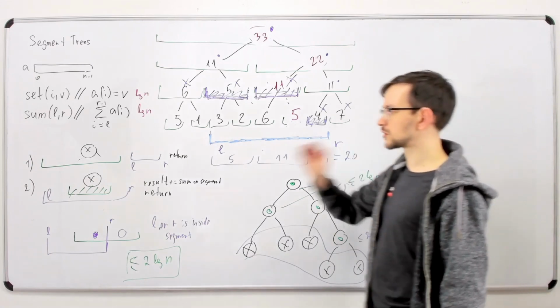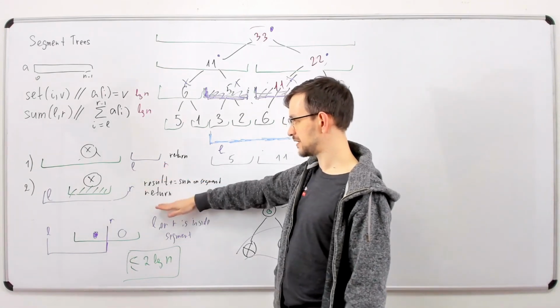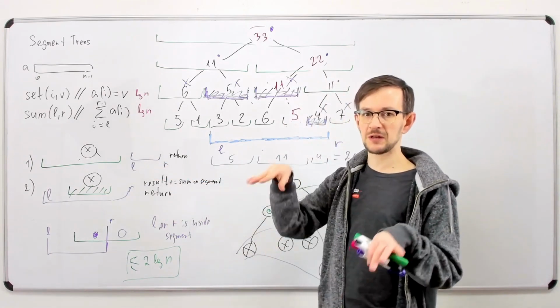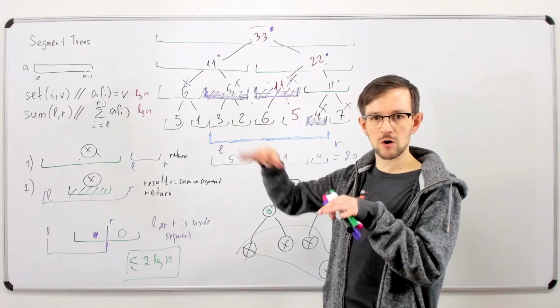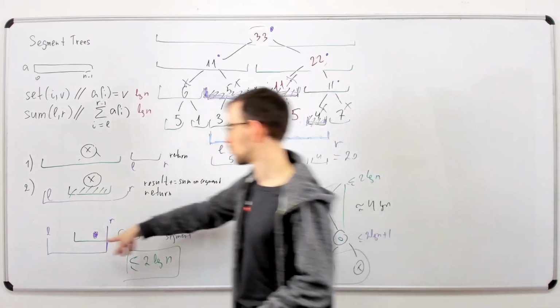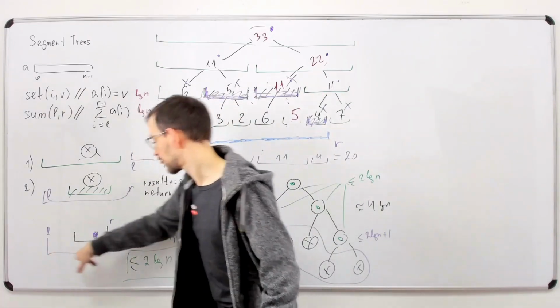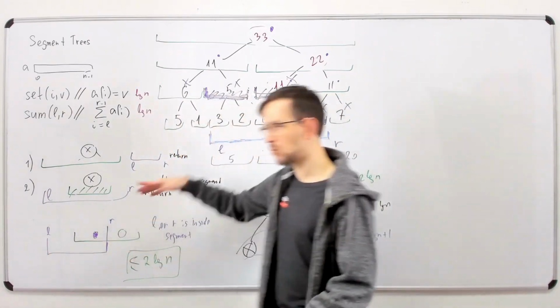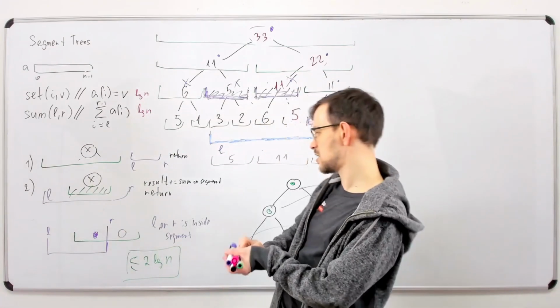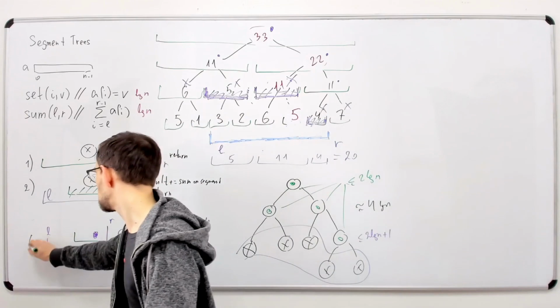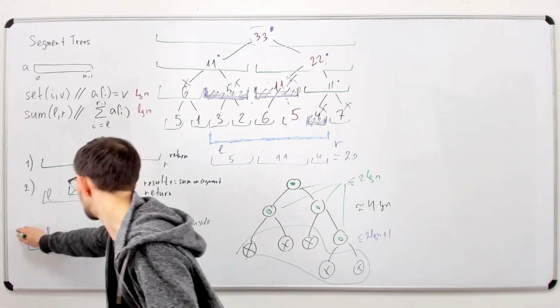So if we don't have this case and don't have this case, it means we are not completely inside and not completely outside. It means we are somewhere on the border of this segment. So we have this segment from L to R, and our current segment is on the border of this segment. It may be here, or it may be here, or it may be like this.